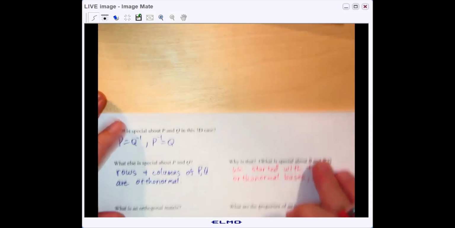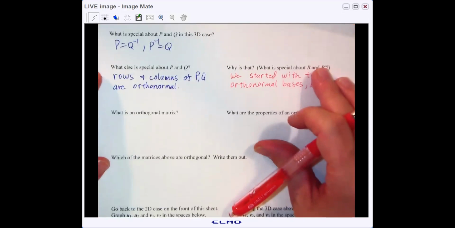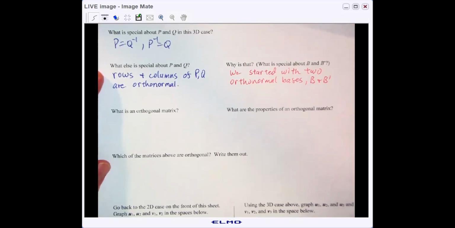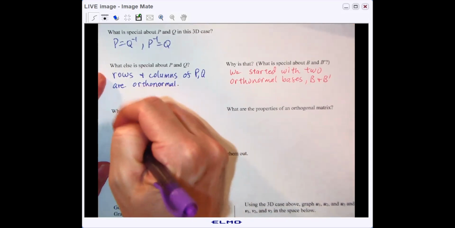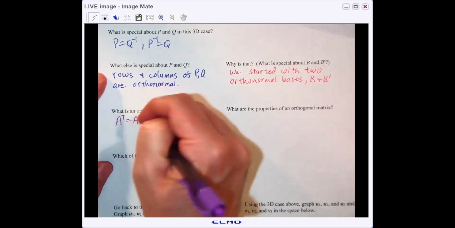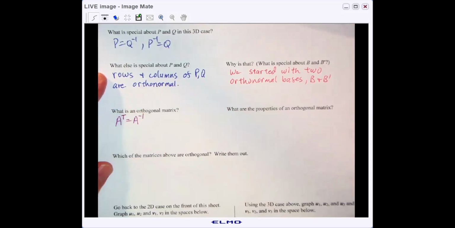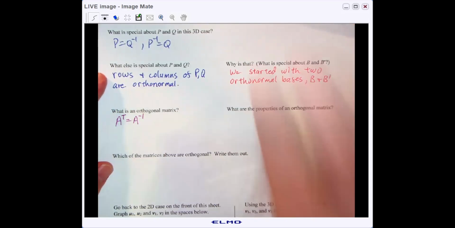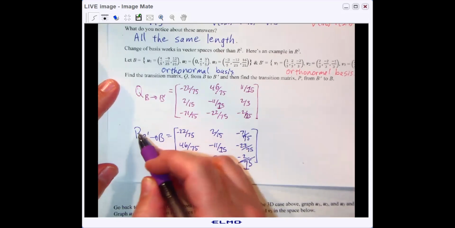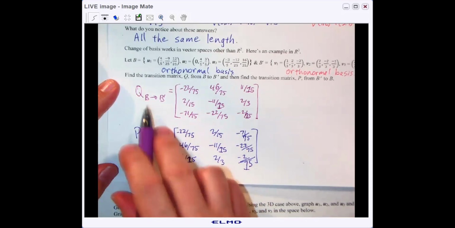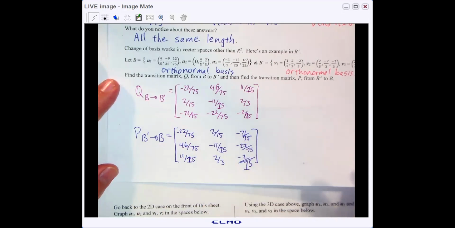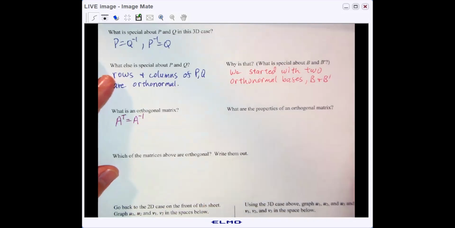So that leads us to something that we are now going to finally introduce, and that is the idea of an orthogonal matrix. An orthogonal matrix is any matrix whose transpose is equal to its inverse, or its inverse is equal to its transpose. And you'll notice that P being the inverse of Q and vice versa, these two matrices are simply the transpose of each other. So that's pretty cool.